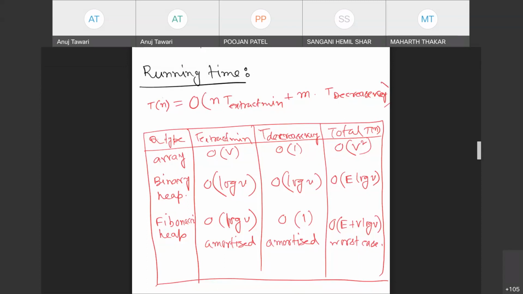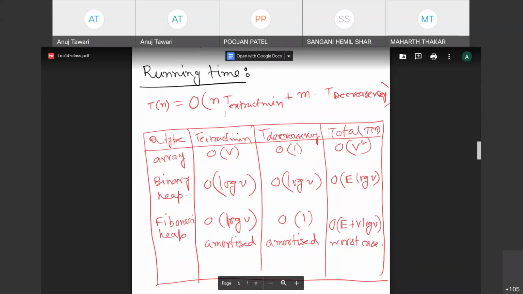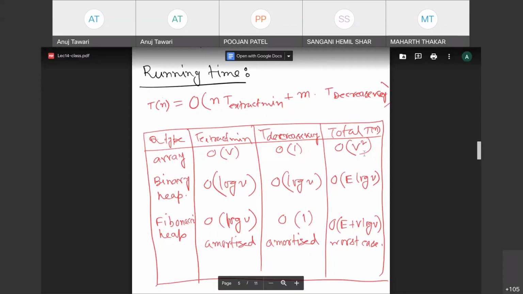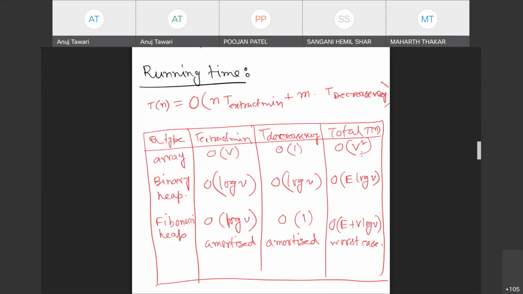That's our priority queue. You just combine these things. So n times extract min will take V squared time, and m will just be the number of edges. V squared always dominates the total number of edges, so the total running time will be V squared.